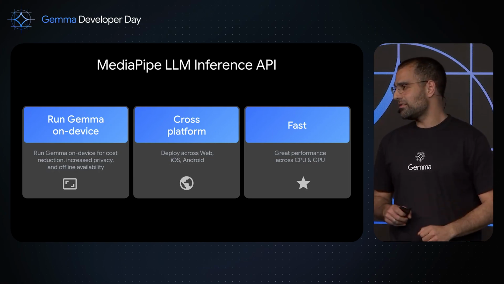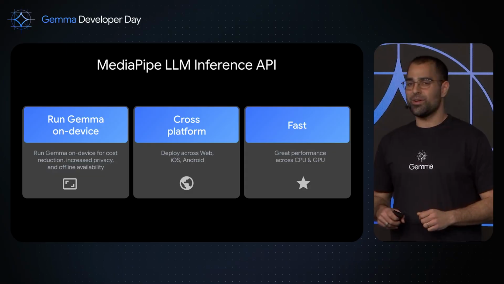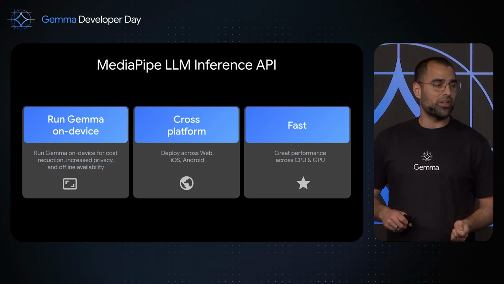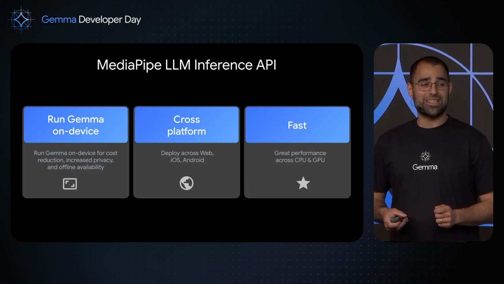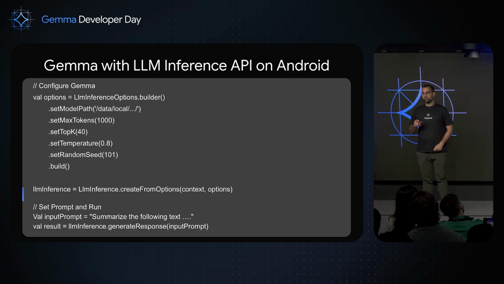And it's really fast. We spent the last couple of years optimizing this not only for CPU, but GPU as a first-class citizen, which is rare on mobile. And so you're able to get amazing performance. So what does this actually look like? We say it's easy. Here's a few lines of code, and with just this code, you can integrate Gemma into your Android app. You configure Gemma, you initialize it, and you run it with a prompt.